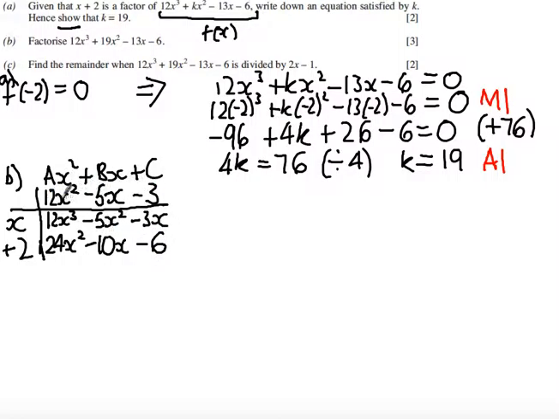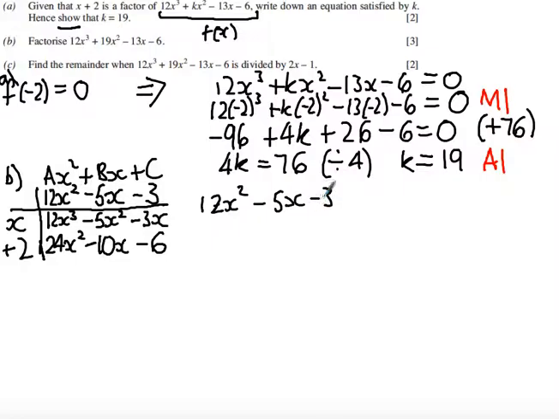So now I have my quadratic, and we can say that 12x cubed is equal to x plus 2 times 12x squared minus 5x minus 3. Now it says I want to factorise this fully, so I need to factorise 12x squared minus 5x minus 3.